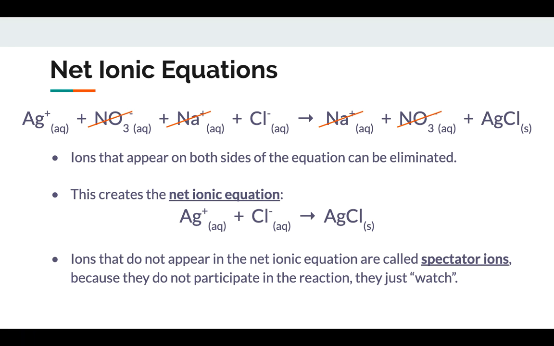The ions that we crossed out, the ones that aren't in the net ionic equation, are called spectator ions. So in this case, sodium and nitrate. And they're called spectator ions because they're not participating in the reaction, they're really just watching it. Right? They're floating around the solution, not doing anything, but it's the silver and the chloride that are actually reacting together.